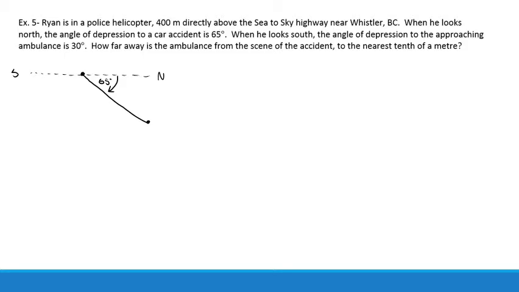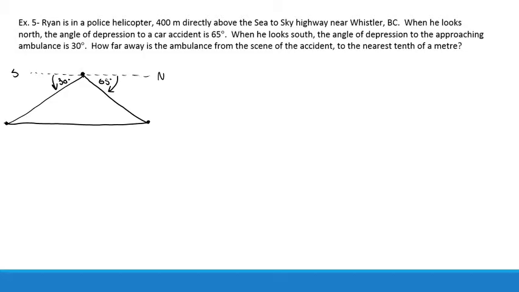When he looks to the south, the angle of depression to the approaching ambulance is 30 degrees. All right, so that means it's going to be kind of further away. That's not perfectly straight, but again, it's an angle away from the horizontal line, so that's 30 degrees. And then now, I'm going to connect that up. Okay, so the other thing we're missing here is that we know Ryan is 400 meters directly above the Sea to Sky Highway.